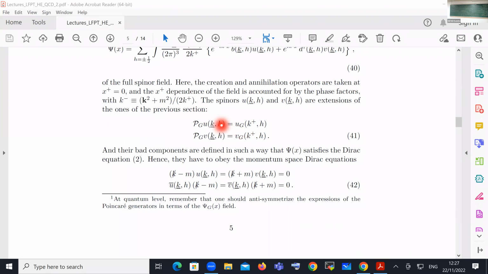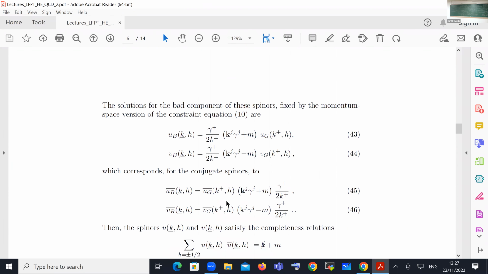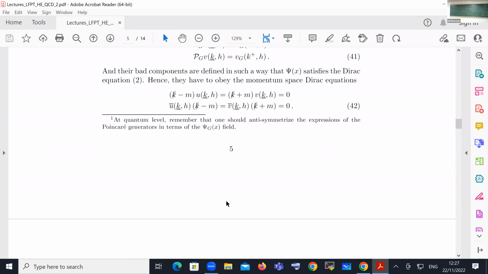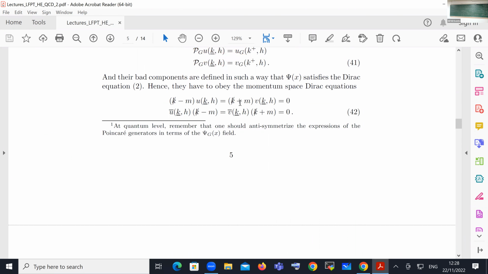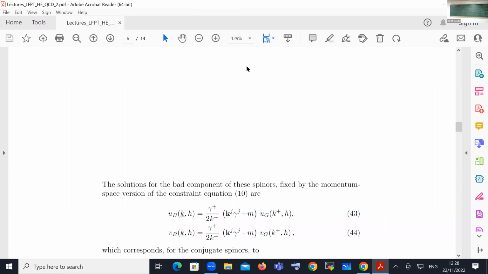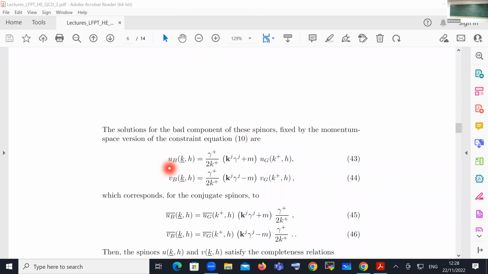And now the UG and the standard free spinors U and V obey the free Dirac equation in momentum space like this. These are really the standard relations. If you project them with psi good, you get this UG and VG, but then they would also have bad components, and we can solve this in order to get the bad component of U and V in terms of the good ones, and so that's the relation we get.